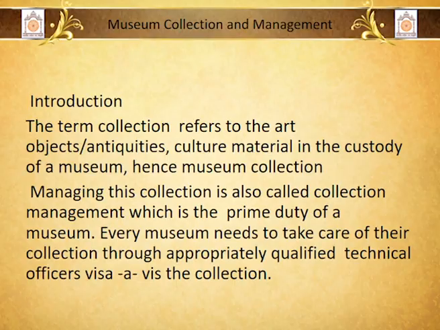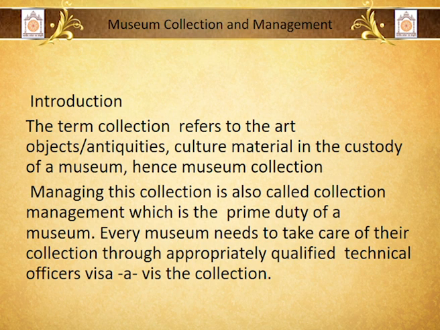What does the term museum collection refer to? Museum collection is easily understood. It is the collection of objects of antiquities which are in the store of the museum, which are in the custody of the museum. So, it is referred to as museum collection. This may be art objects, it may be cultural material, it may be anything which is historical, rare and fragile. Managing this collection is also called collection management.